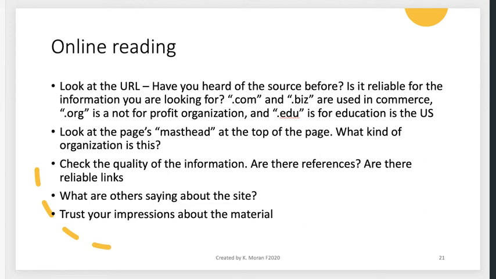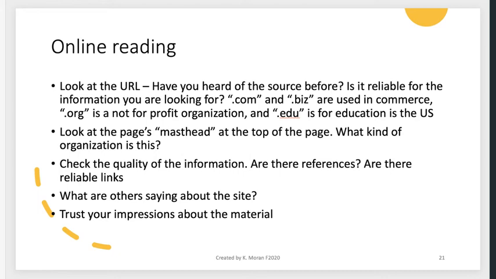You also want to check the masthead of the page, see who the organization is, and check the quality of the information. Again, does their information pass the CARS test? And what are others saying about the site? And you want to make sure that you trust your impressions. Is the information believable or not? If you don't think so, then you're probably right.